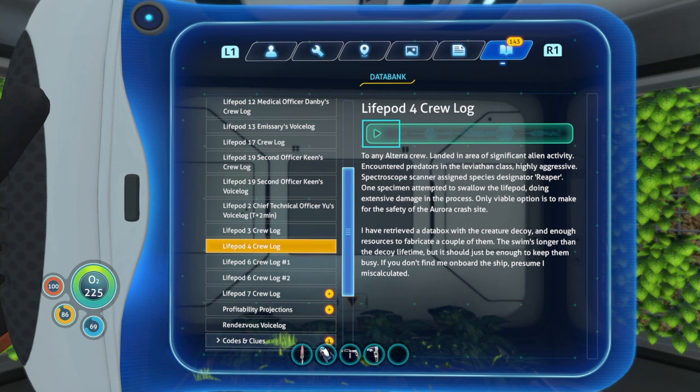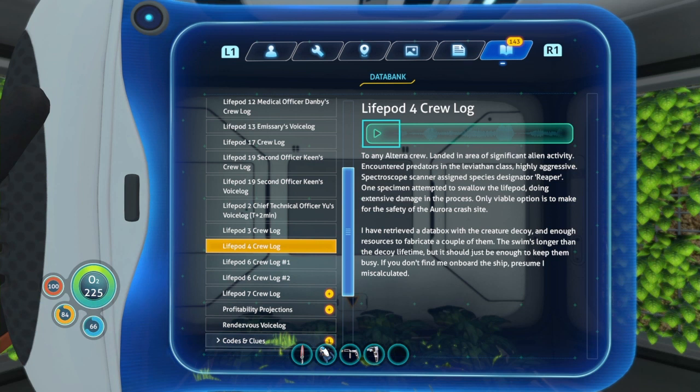Let's read, or listen. To any Altera crew. Landed in area of significant alien activity. Encountered predators in the Leviathan class, highly aggressive. Spectroscope scanner assigned species designator Reaper. One specimen attempted to swallow the life pod, doing extensive damage in the process. Only viable option is to make for the safety of the Aurora crash site. I have retrieved a data box with the creature decoy and enough resources to fabricate a couple of them. The swim's longer than the decoy lifetime, but it should just be enough to keep them busy. If you don't find me on board the ship, presume I miscalculated.